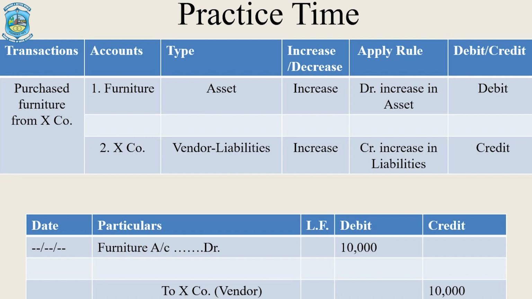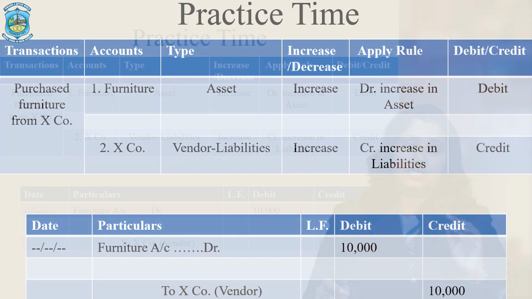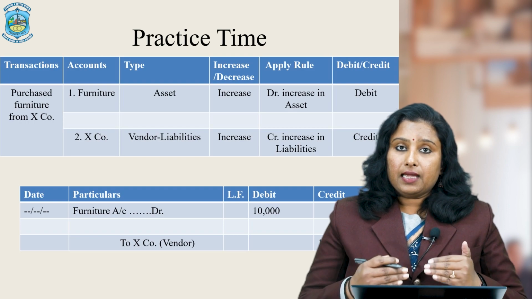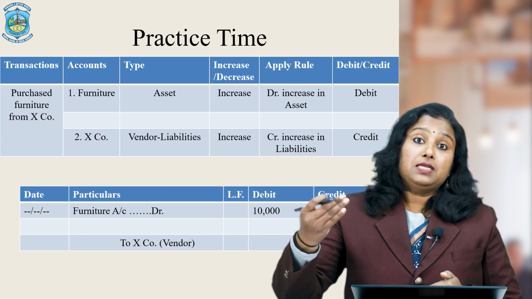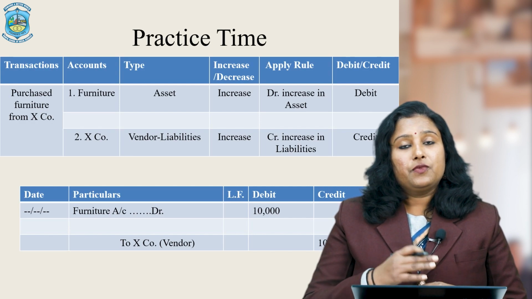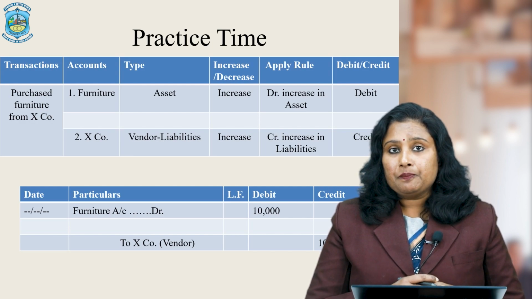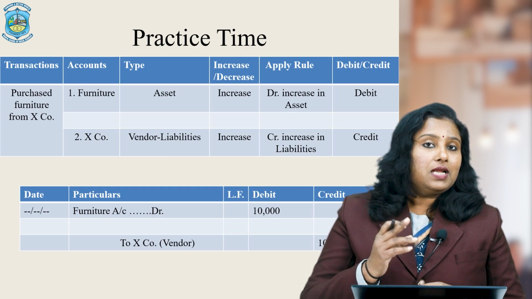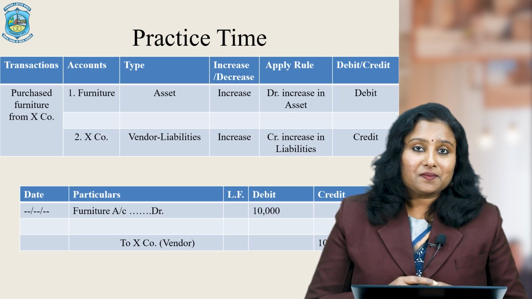Since we have purchased the furniture or the property of the business is increasing, therefore we observe the increase in asset. Whereas in the case of liability, then again we observe that since the liability is increasing as we are purchasing the property on credit basis, therefore liability also has increased. Now we have observed that both the accounts have increased. So let us recall the rule.